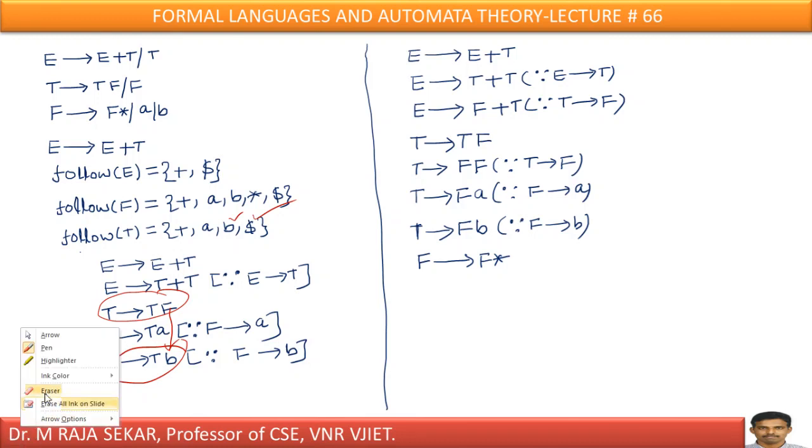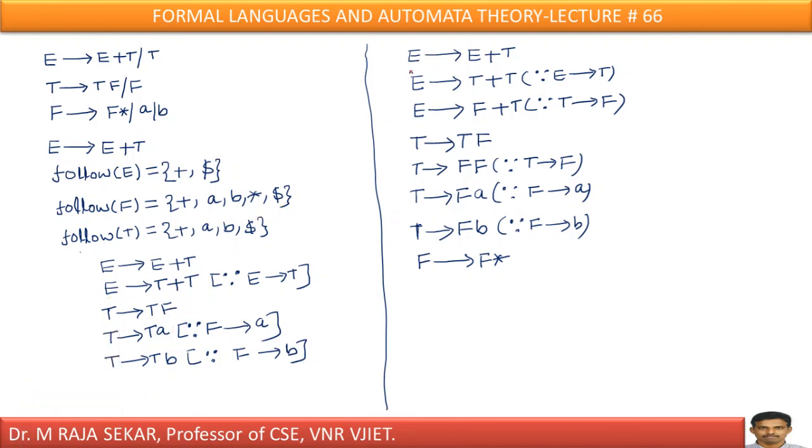Now, we will try to identify follow of F. How can I identify? Let me write E goes to E plus T. This is my first production. There is another production, E goes to T. In the place of E, I can write T. And there is a production T goes to F. Which one is following F? Plus is following F. Therefore, follow of F is plus, isn't it? Now, again, T goes to TF. There is a production T goes to F. In the place of T, I can write F. There is another production, F goes to A.